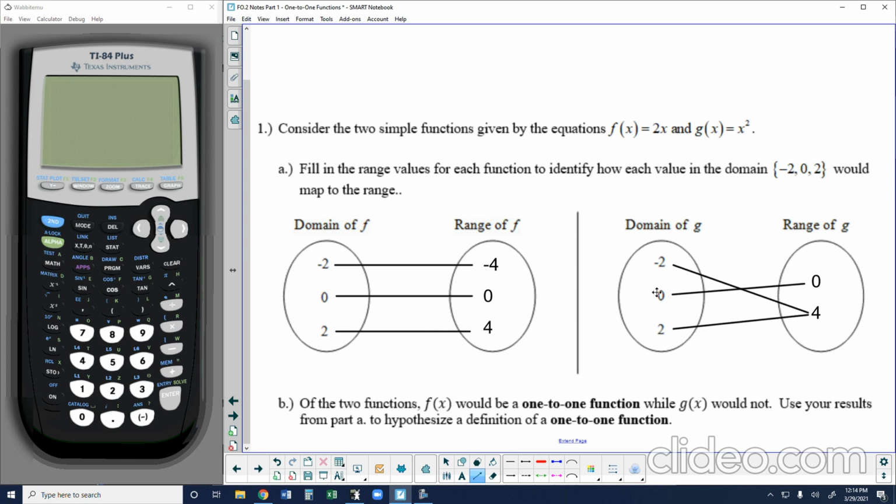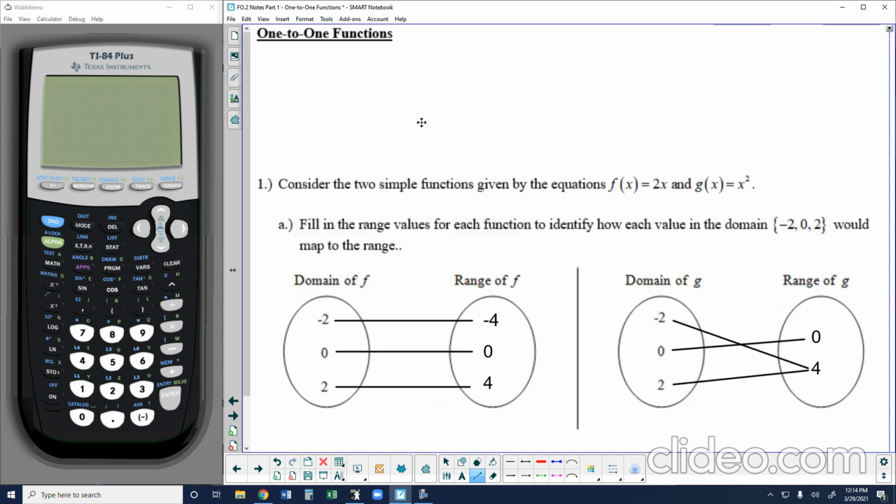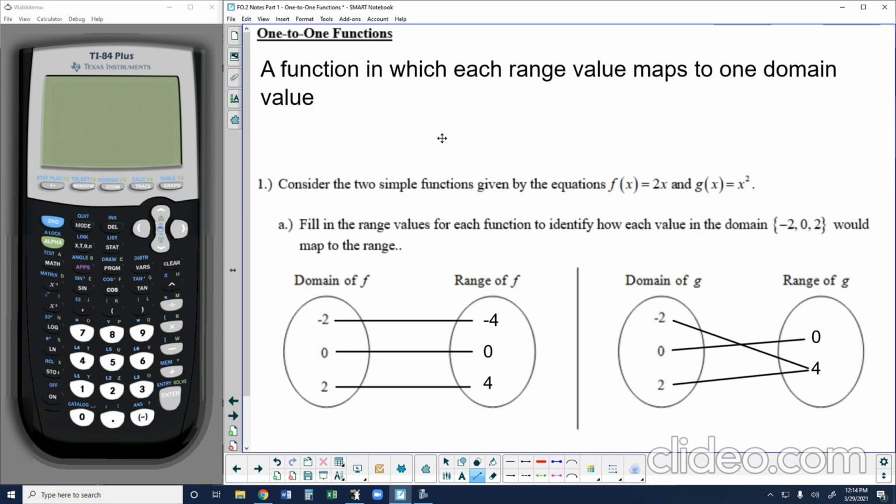g of x would not be considered one-to-one. It is a function because each of the x values only goes to one y. However, one of the y's goes to two x values. One of the range values goes to two domain values. So this is not one-to-one. A one-to-one function can be defined as a function in which each range value maps to one domain value. Because it's a function, we know each x goes to only one y. Now to be one-to-one, the converse again has to be true. Each y goes to one x.